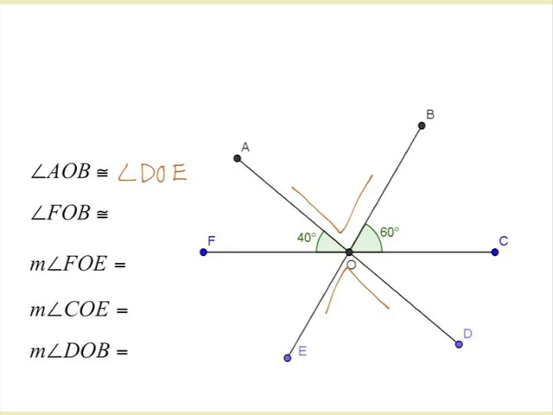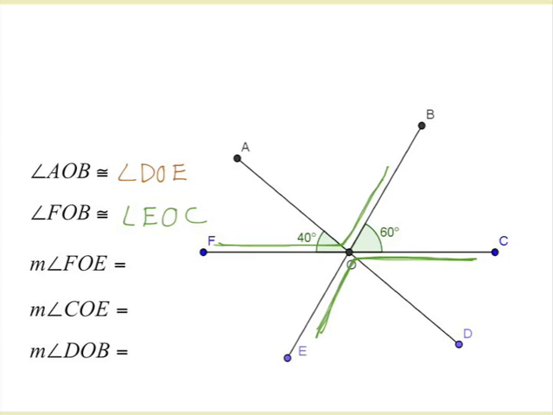The next one, FOB. FOB is the same size as, so that's got an overlap, so we want to pick another angle that's going to be the same size. COA. DOC. So, vertical angles, is that not what I said? Oh, sorry, EOC, yes. I very well could have said the wrong thing. So, what I drew is right.